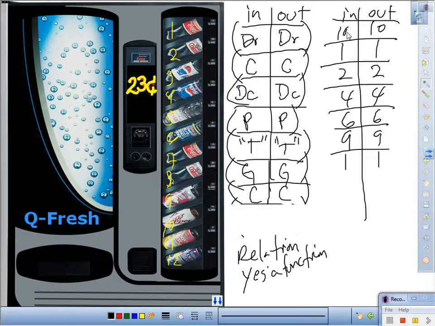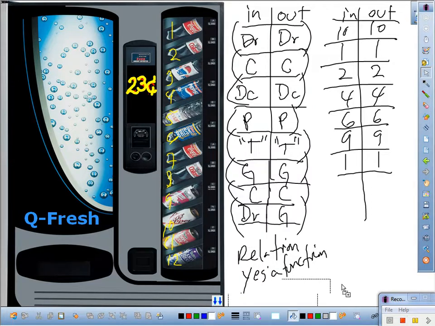So notice, I press 10, I get 10. I press 1, I get 1. I press 1 again, what should I get out? A 1. Did I get a 1? Yeah, so it's functioning correctly. But look what is my next choice. What's my next choice?